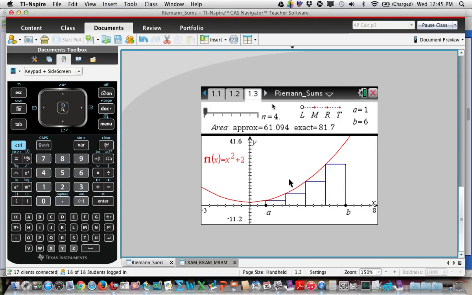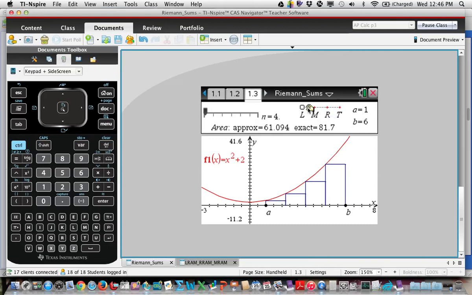Okay. So anyway, this is very similar. Okay, we got our parabola function here. You can see 4 left rectangles. The difference in this document is you can do some things with it. Like, for example, I can go over here and grab this little dot here, and I can drag it over to M, and now it gives me 4 midpoint rectangles. Or I can drag it over again to R, and it'll give me 4 right rectangles. Or I can drag it over to the T, and it actually gives me trapezoids.